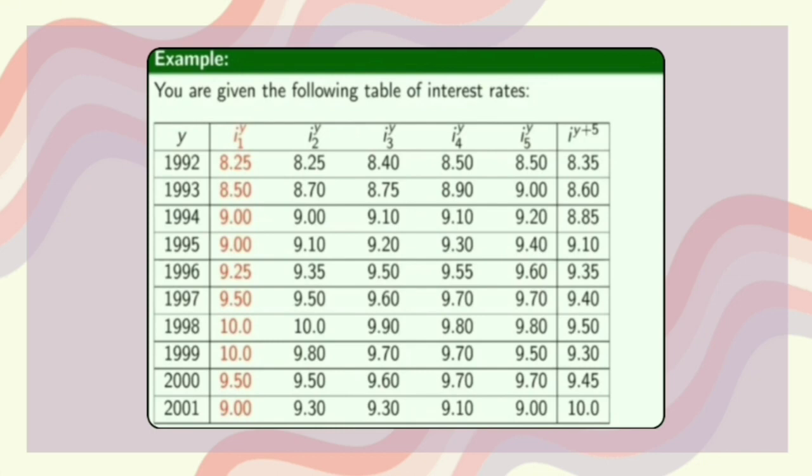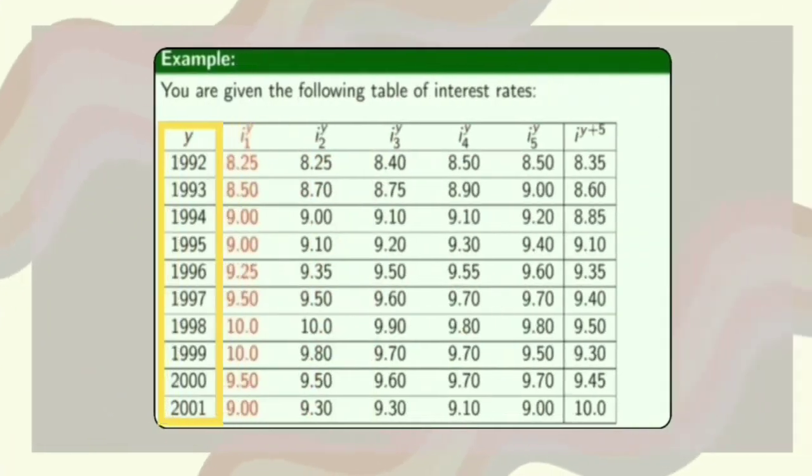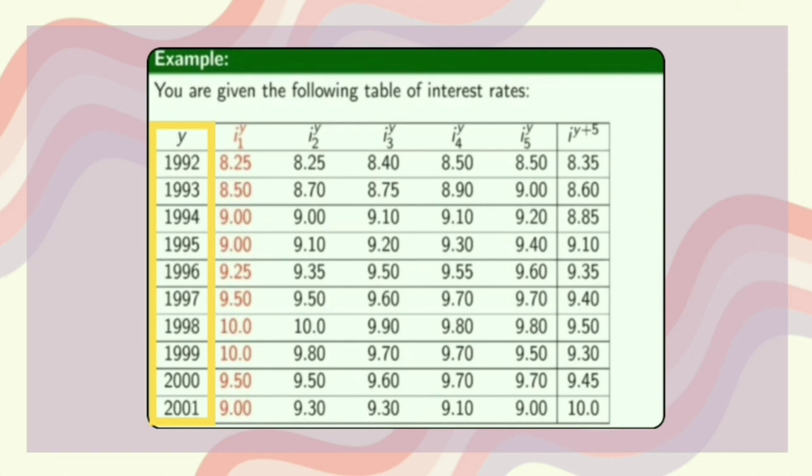But before that, let's explain the I1Y, I2Y, I3Y, and so on until I5Y. The Y means when you started your investment year, which is 1992. The 1 represents the first year of your investment. So meaning 1992 is the first year of your investment, 1993 the second year of your investment, 1994 the third year of your investment, and so on.